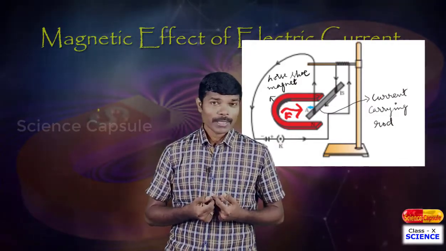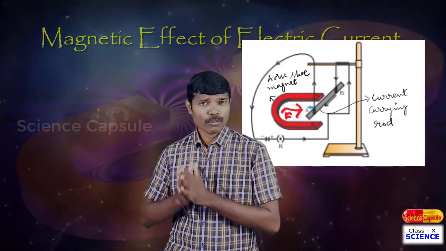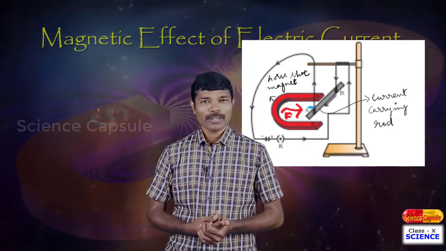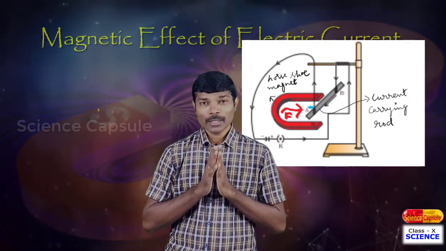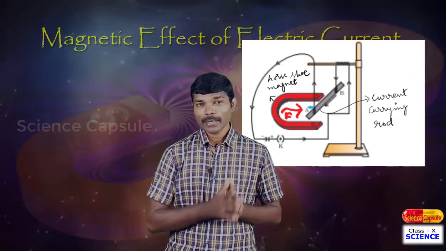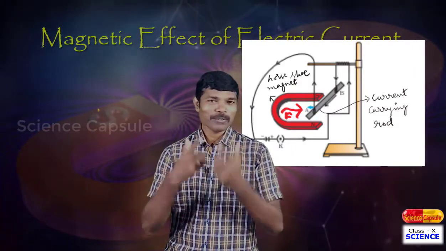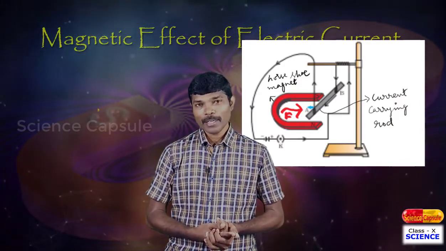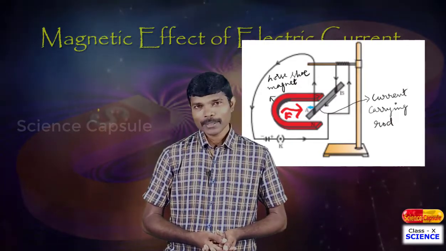Now we have to understand, if a current carrying conductor is placed in a magnetic field, force will be produced, then what will be the direction of the force? That we don't know. To know the direction of the force exerted on the current carrying conductor when it is placed in a magnetic field, we have another rule. By making use of that rule, we can easily find the direction of magnetic field, electric current and force. The law is called Fleming's left hand rule.